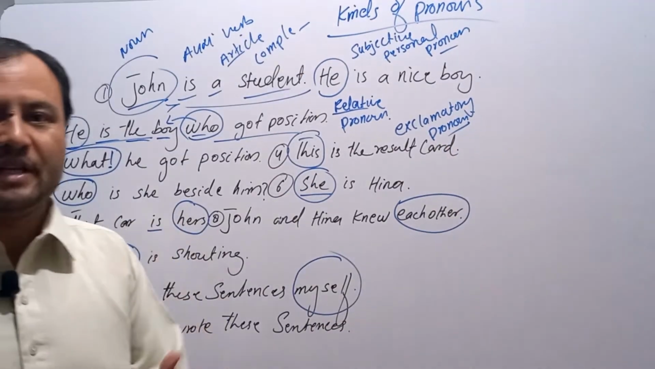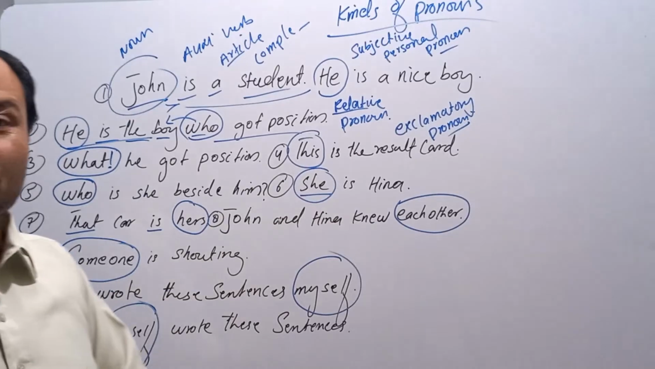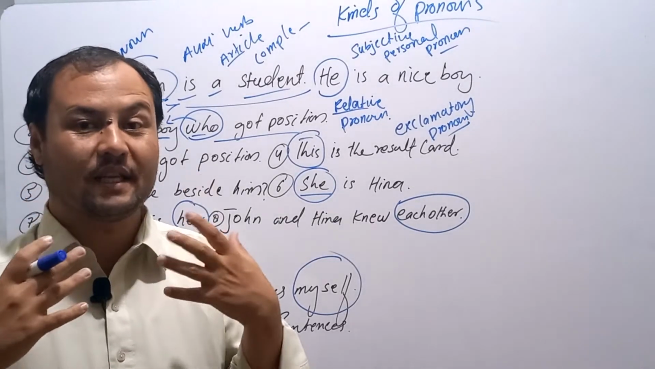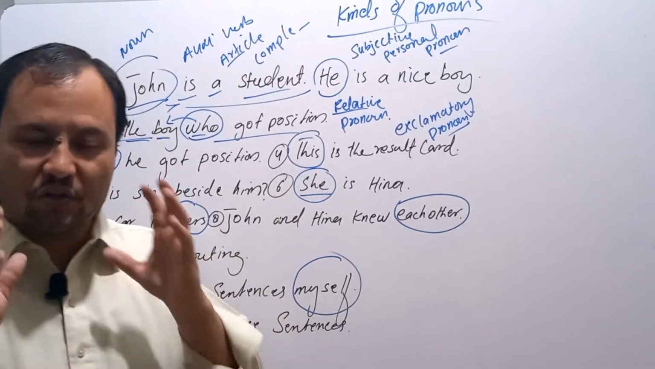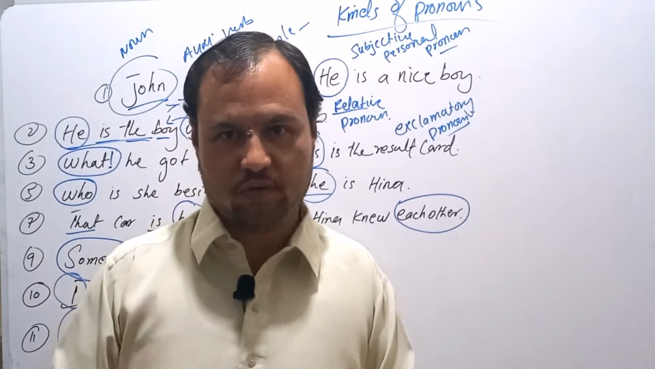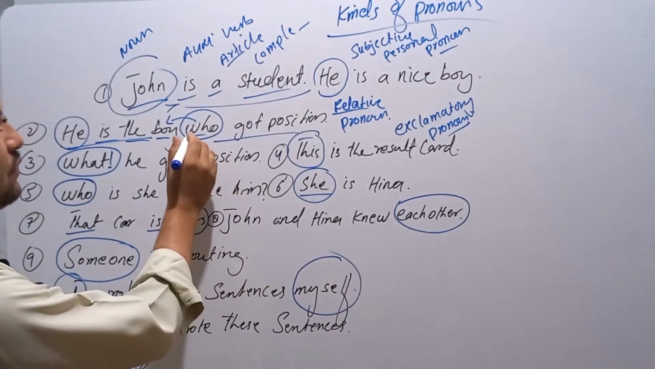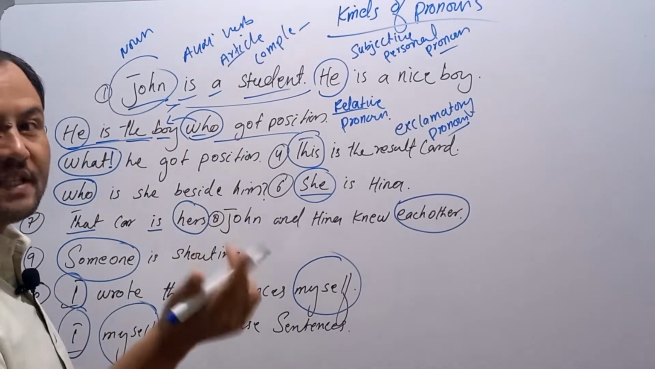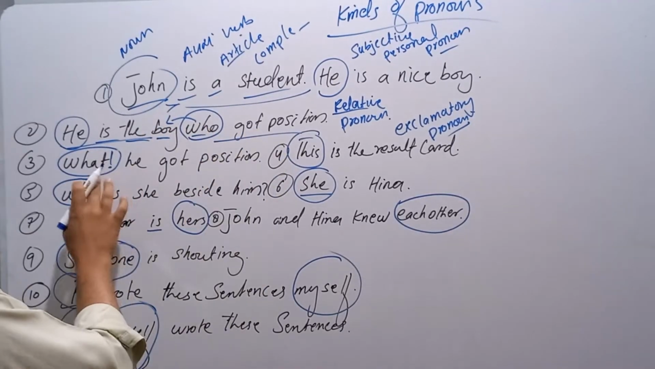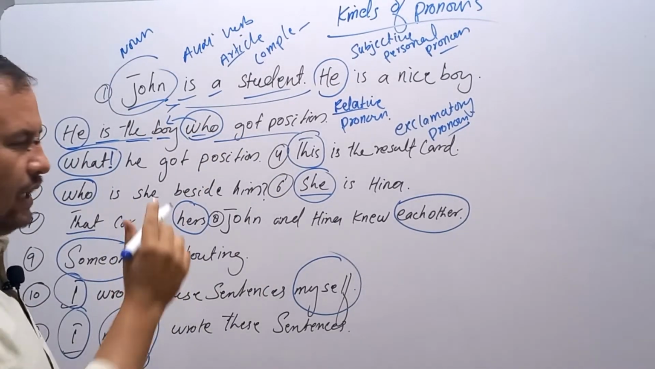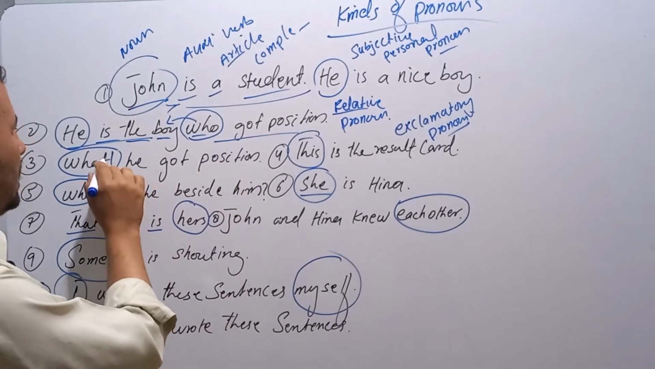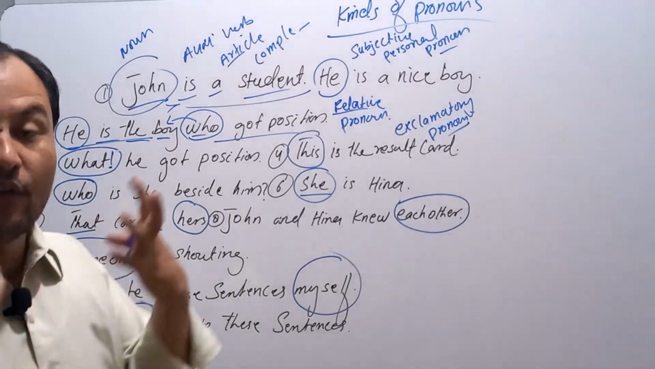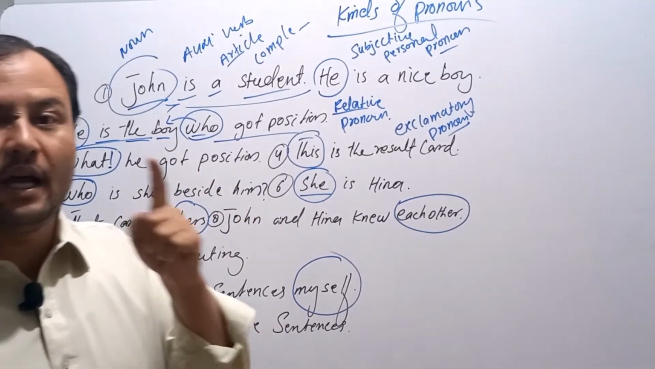Now, what is an exclamatory pronoun? Exclamatory pronouns are the pronouns which show our sudden emotion or sudden surprise. For example, here we said, "He is the boy who got first position." Now, who is relating? Okay, what? Here, "what" - he got first position. It is showing our sudden feeling, and it is used as a pronoun.